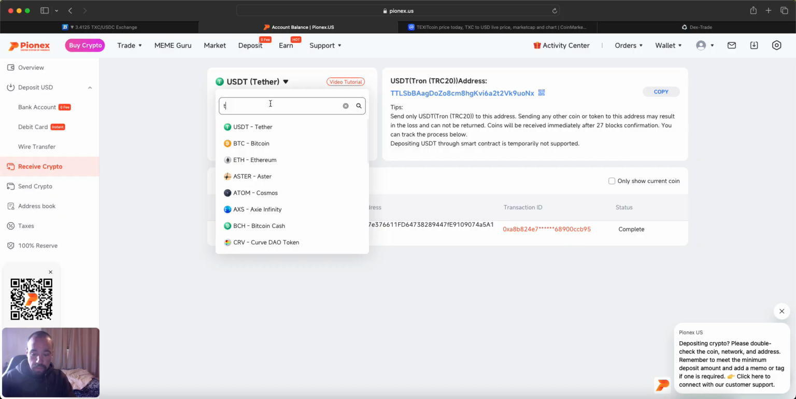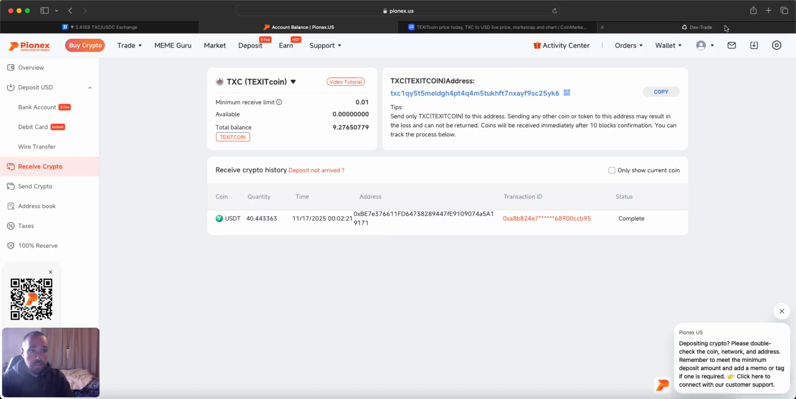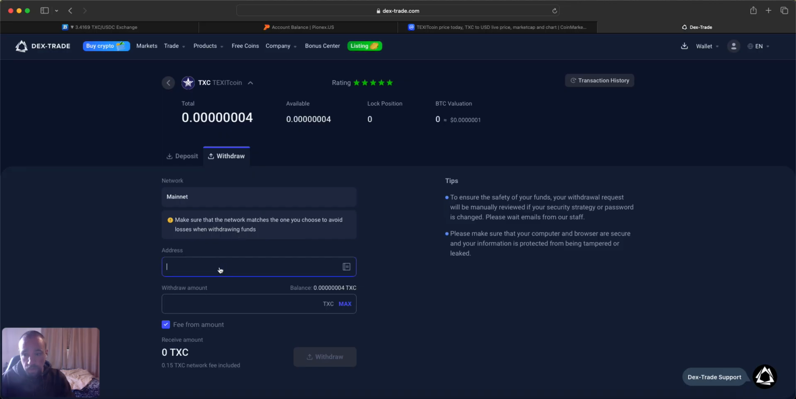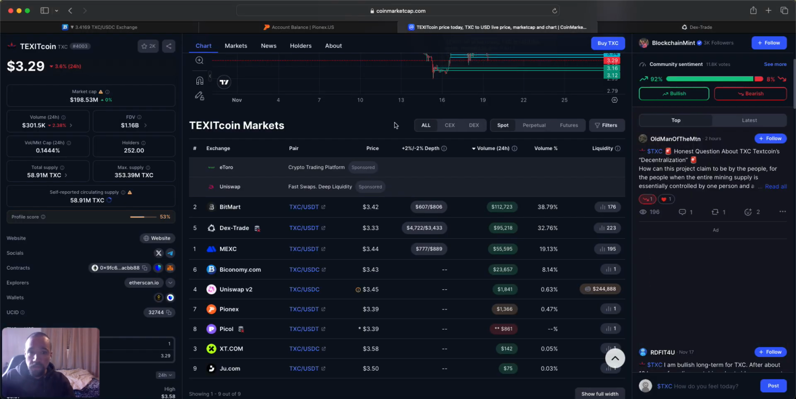So we go back and do TXC, copy that, and then go over to DexTrade, insert that address where it's going to withdraw to, and say all your coins, or whatever amount you want to do. If you want to leave some on DexTrade, that's totally up to you. I'm not telling you what to do with your money.